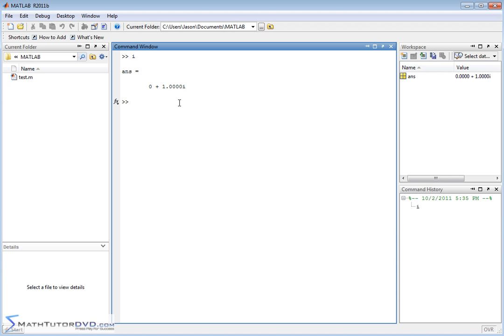What if you wanted 2i? You don't even have to put a multiplication symbol in here. It knows that whenever you put i after a number, it's 2 times i. Now you can do 2 times i if you like. You're going to get the same thing back, but MATLAB understands that if you have 44i, you're talking about 0 for the real part plus 44i for the imaginary part. All right, so let me clear the screen.